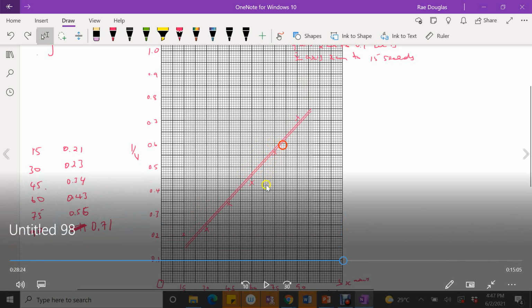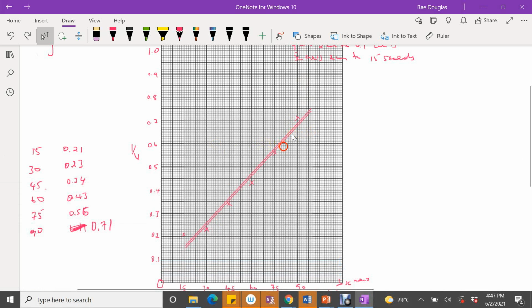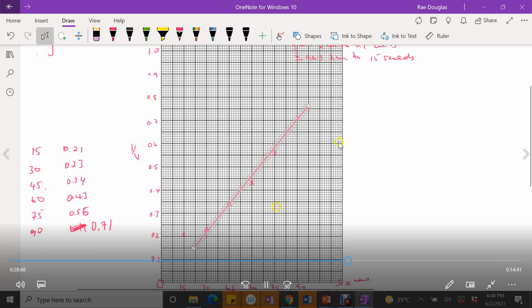Now, if the graph had asked us to find the gradient, then you would select a point on the line that wasn't originally plotted on the graph, right? So that's how you go about doing those key things. I'm just making a little bit of adjustment there to make it become a little bit more of a best fit type of thing. So I believe that is the best that I could have done with this graph.